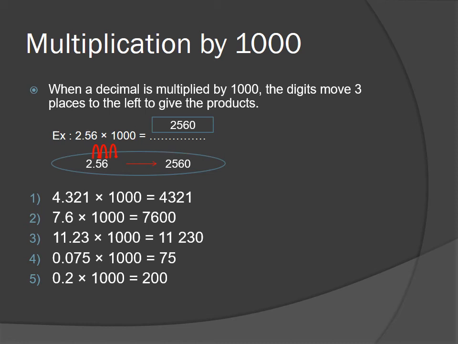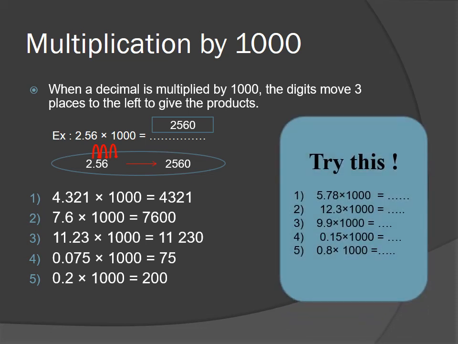11.23 times 1000 is equal to 11,230. 0.075 times 1000 is equal to 75. If you multiply 0.2 by 1000, you can get the answer as 200. Again, I mentioned 5 questions. You can try to get the answers for these questions using the given method.